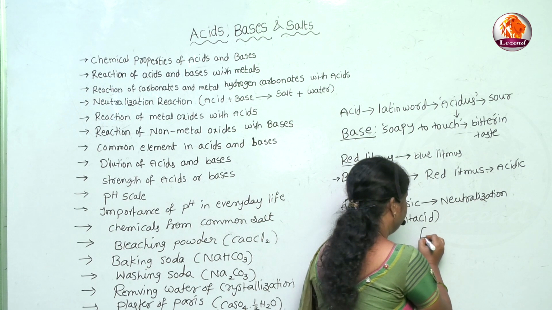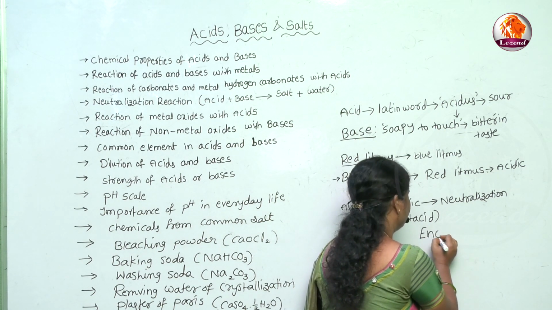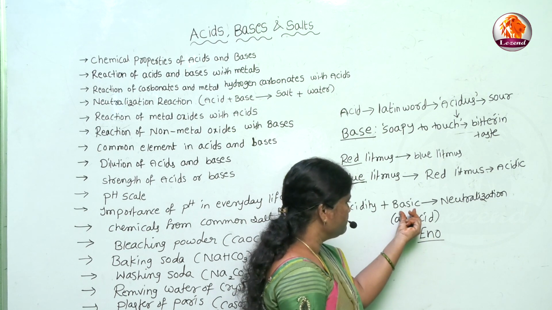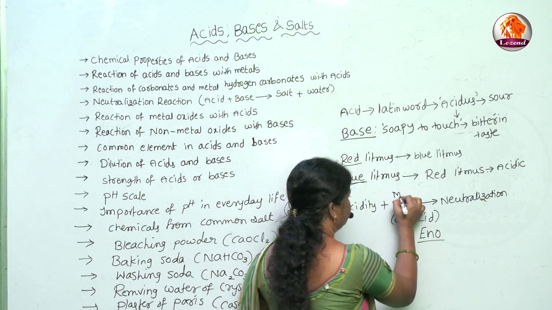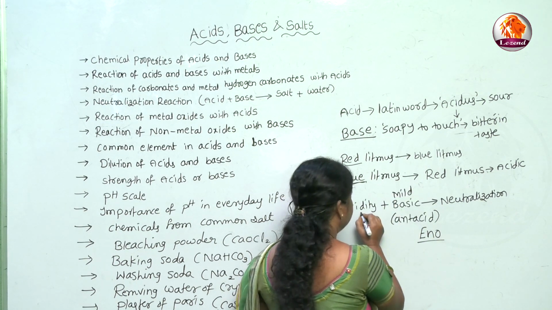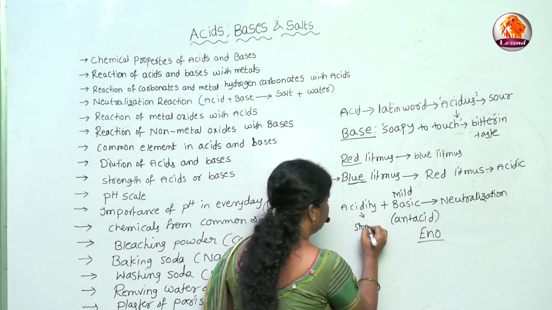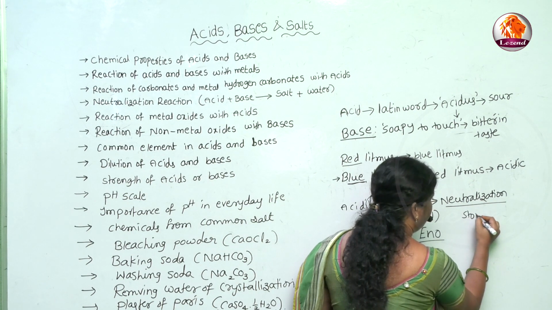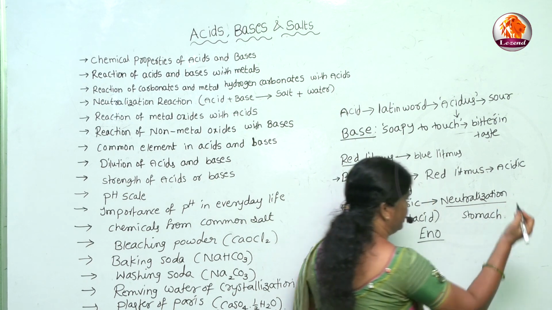For example, in daily life, in our ads also we can observe Eno. So what does this contain? Mild basic substances. So this will neutralize the acidity released in our stomach. So what kind of reaction takes place in our stomach here? In the stomach, a neutralization reaction takes place.